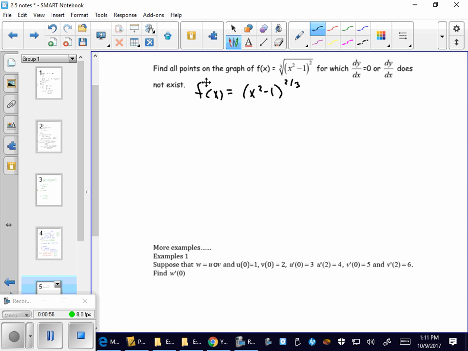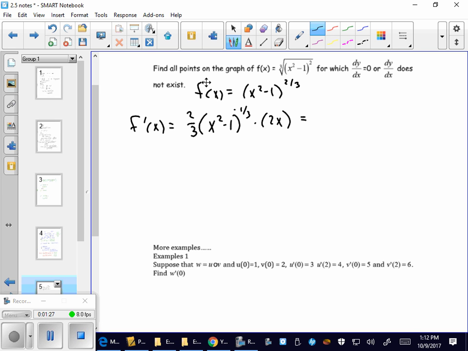Now we can take a chain rule derivative, so it's going to be f prime. The derivative of the outside piece is going to be the 2/3 times x squared minus 1 to the negative 1/3 power, and then times the derivative of the composited piece, which is 2x.